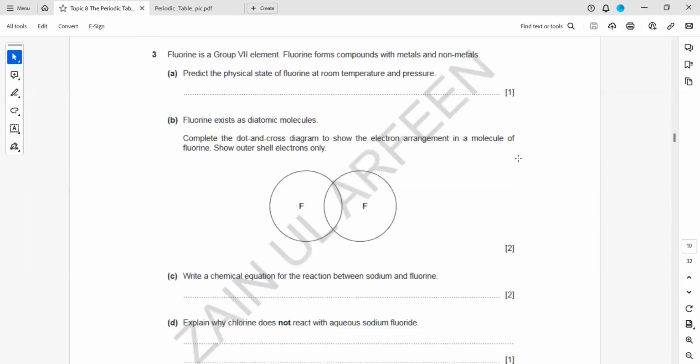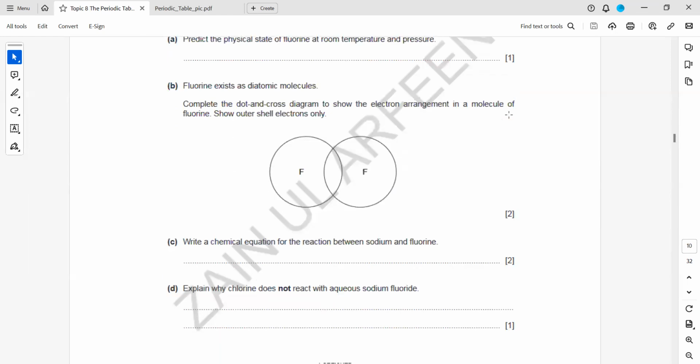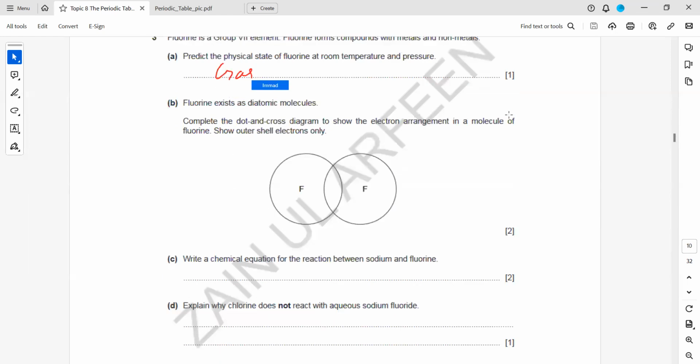Predict the physical state of fluorine at room temperature. What is the state of fluorine? So it is a gas, right? Then we have a dot and cross diagram for fluorine as it belongs to group 7. Group 7 shares 1 electron. So each will share 1 and unshared will be 6.